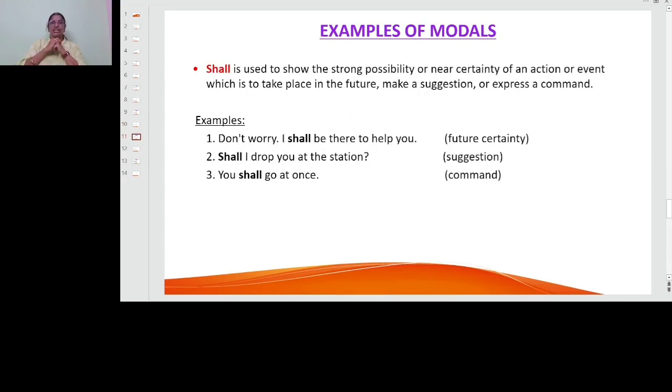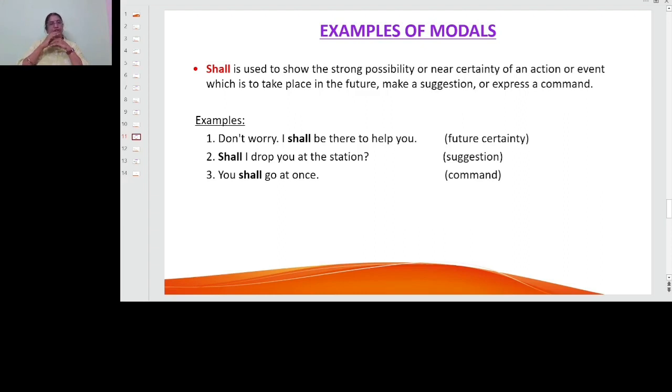Now the last ones are shall, should, ought to. These are three things we are about to see. Shall, you know, it is again for future tense. And I also told you first person and plural, first person, you take it. It is used in the future and to make a suggestion or to express a command. Shall is used to show the strong possibility or near certainty of an action or event which is to take place in the future, make a suggestion or express a command.